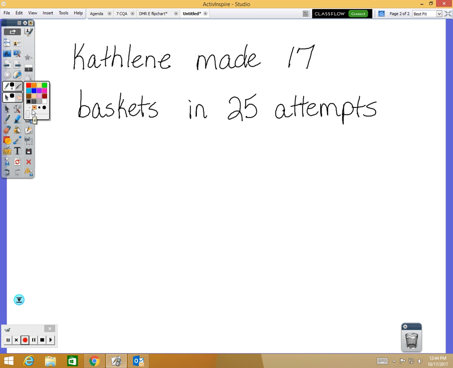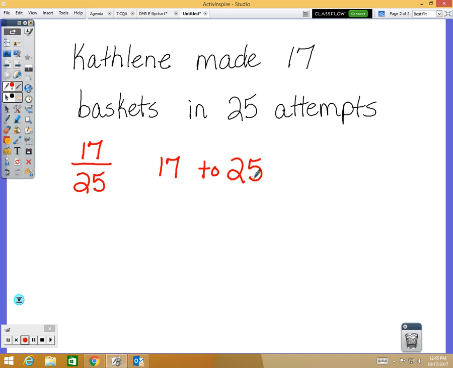So we can write a ratio to compare the number of baskets she made to the number of attempts that she had, okay? And that would look like 17 over 25, right? Is there any other ways that I could write that you remember? Very good. You can have 17, the word to, T-O, and 25. That's another way to write a ratio. Very good. 17, those two dots in the middle are called a colon. 17 colon 25.